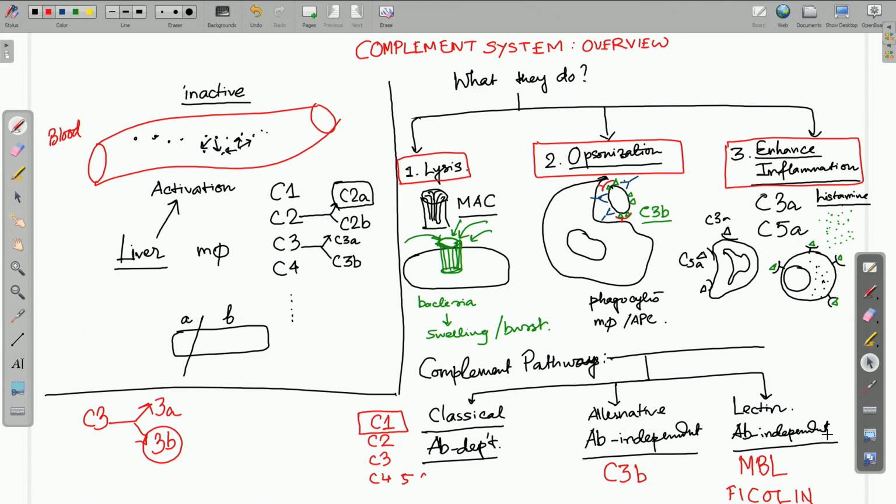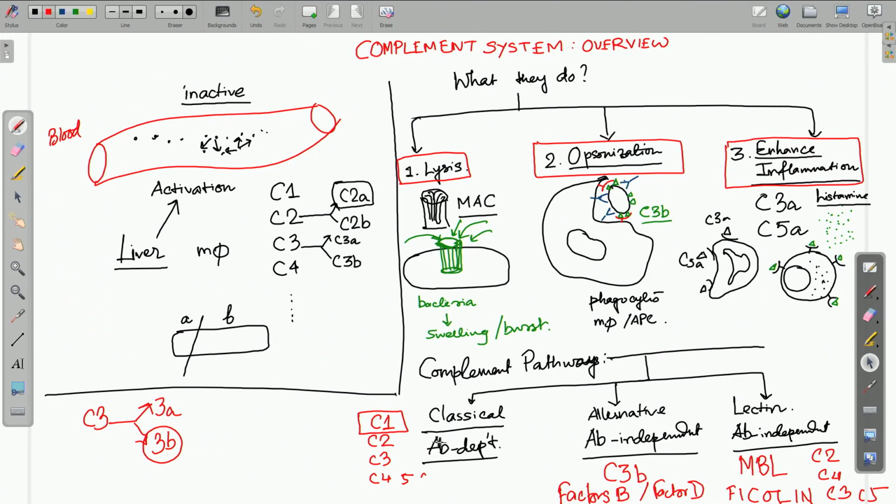It starts primarily by recognition of the carbohydrates which are present on the surface of the pathogen or the bacterium, and the components are pretty much similar to what we see in the classical pathway. So, it also contains C2, C4, C3 and C5. In case of the alternative pathway, we have two factors which are also actually complement proteins. They are named factor B and factor D.